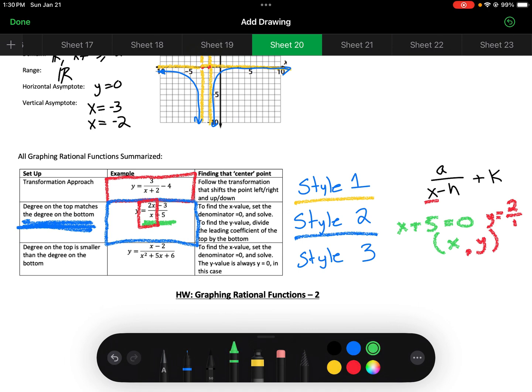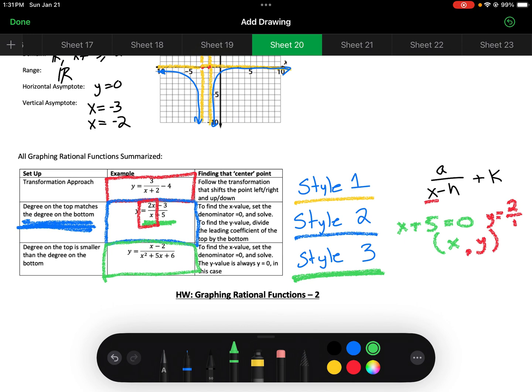The third style we looked at is this one right here. The official setup is the degree on top is smaller than the degree on bottom. On this specific example, I got an x on top, but on bottom, I got an x squared. A giveaway on this one is you see x's everywhere, and there's usually an x squared on bottom. On the top of that fraction, you see an x or just a number, okay?